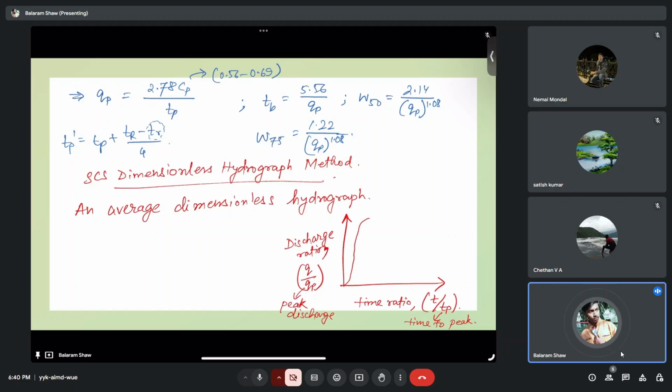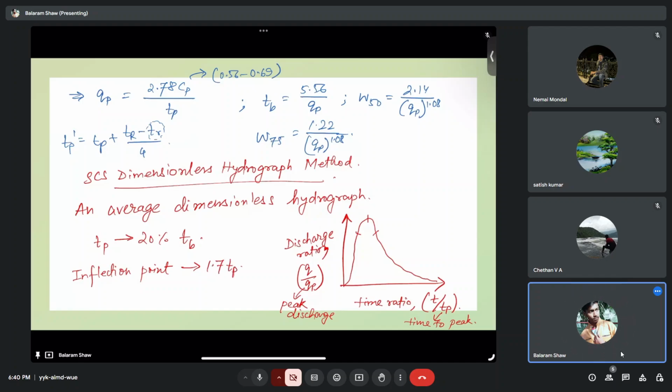So mostly this time to peak is located at 20% of the time base. Okay, and the inflection point we have seen, remember that we have seen A, B, C, D, E, where it starts, and then we have inflection points. Here we have peak, and then the recession limb. So the next inflection point that you see is located at 1.7 times that of the time to peak. Inflection point is located at 1.7 of TP.